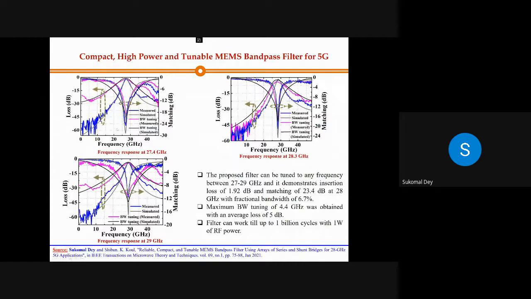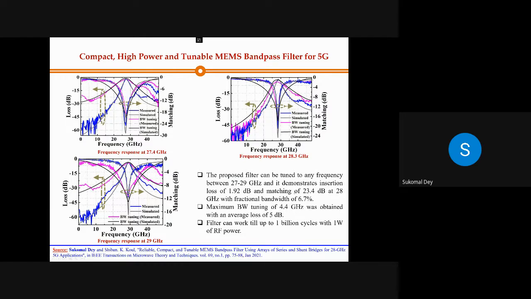And in the first one, you can see this is the tuning, when you are doing it at 27.4 gigahertz, 28.3 gigahertz, 29 gigahertz. So this particular thing over the range, if you look at the insertion loss, is close to 1.92 dB, followed by matching of 23.4 dB at 28 gigahertz over a fractional bandwidth of 6.7%, which is a very good number.